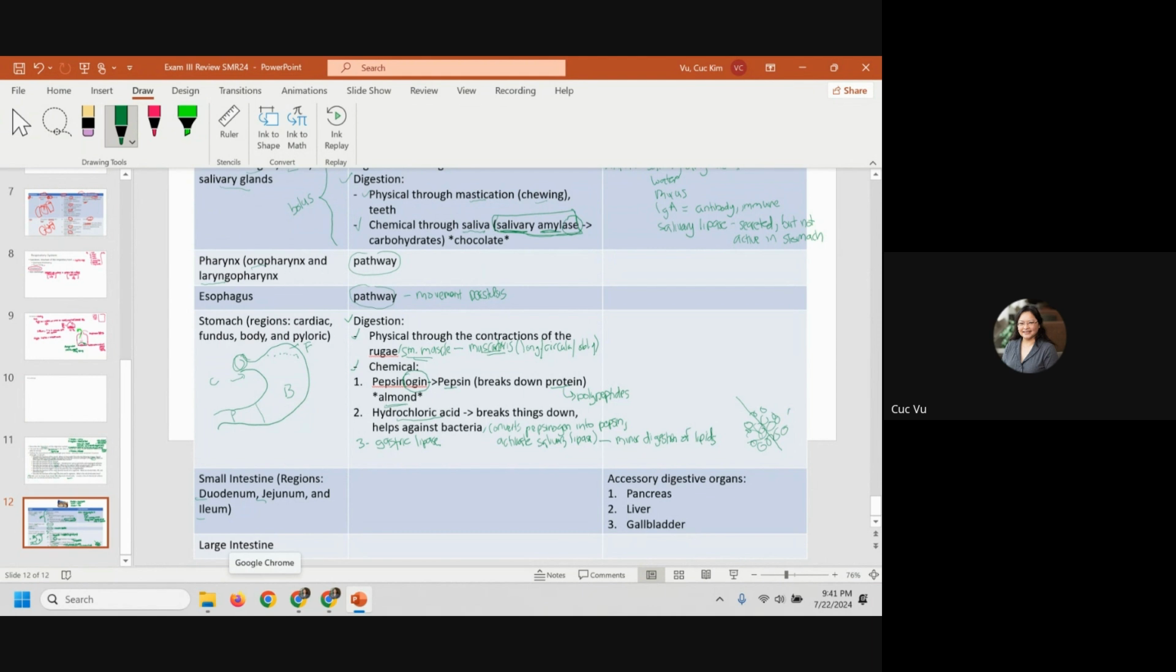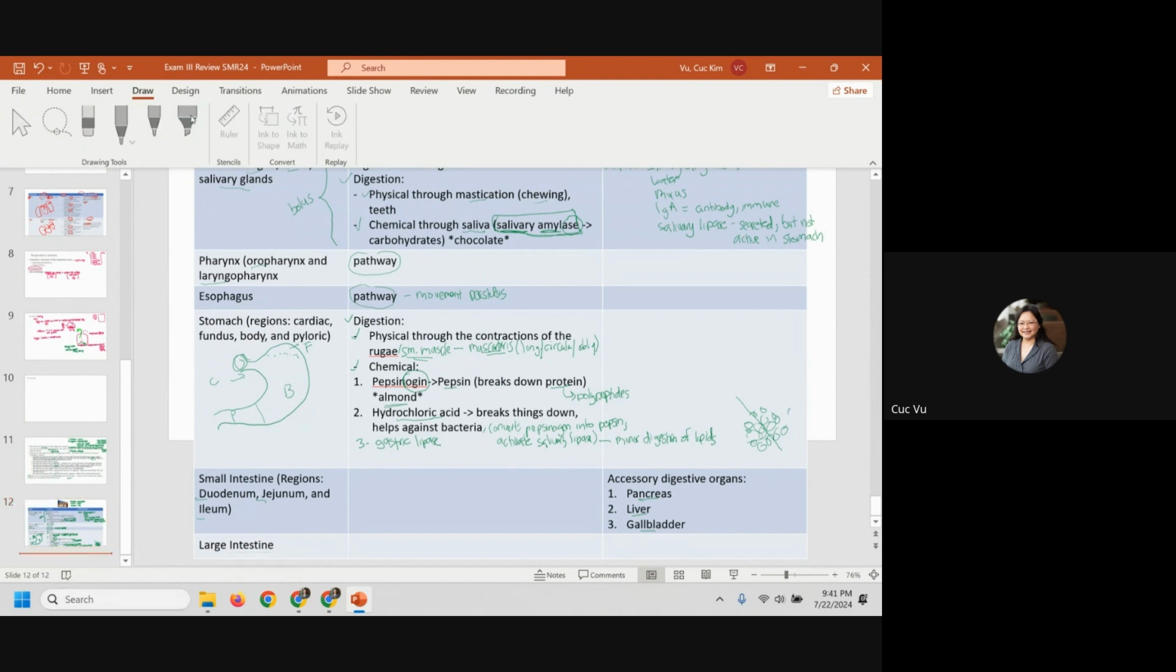So in the small intestine, interestingly enough, it actually doesn't make a lot of things. What does make a lot of things and dumps into the small intestine is the pancreas, the liver, and the gallbladder.